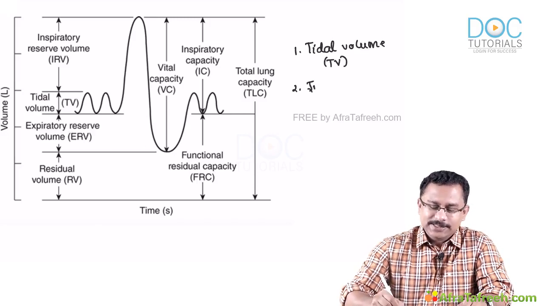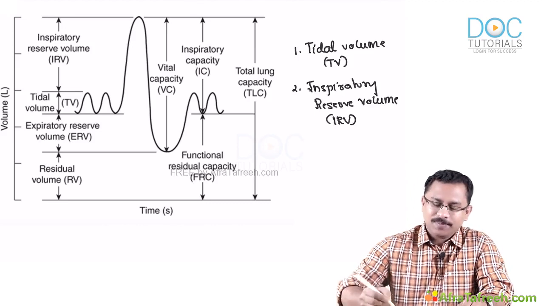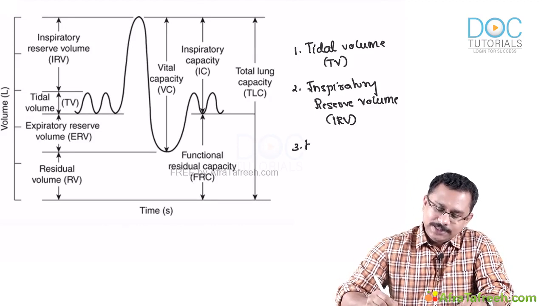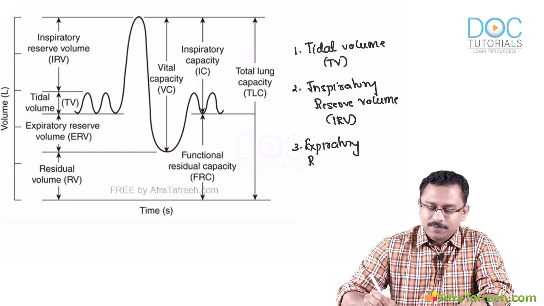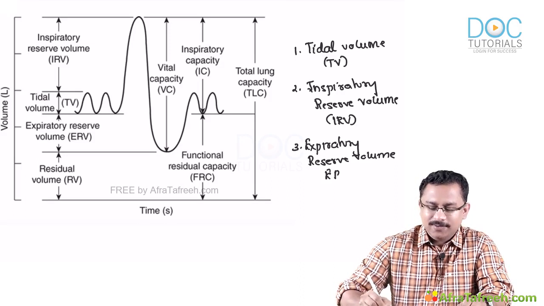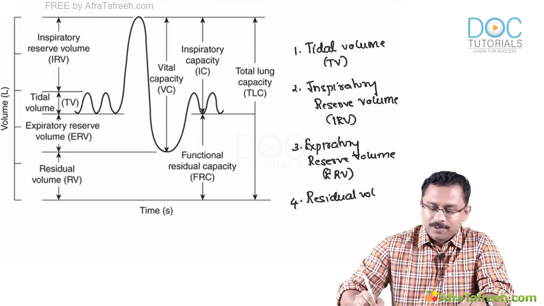Second one is inspiratory reserve volume, abbreviated as IRV. Third one is expiratory reserve volume, which is abbreviated as ERV. And the final one is residual volume, which is abbreviated as RV.